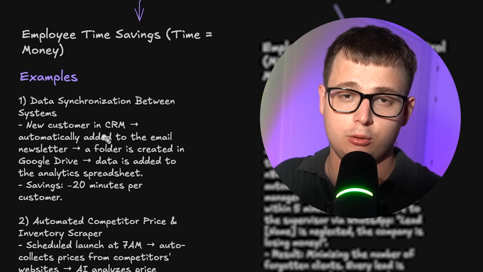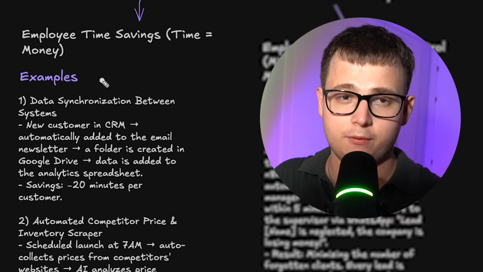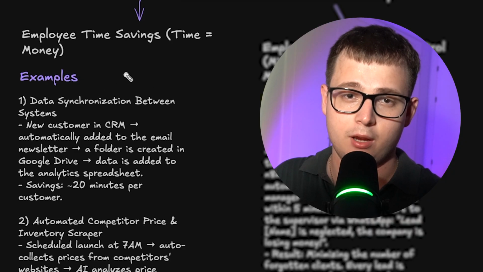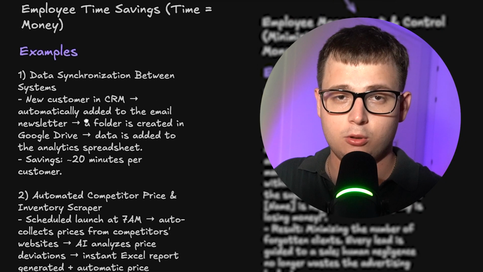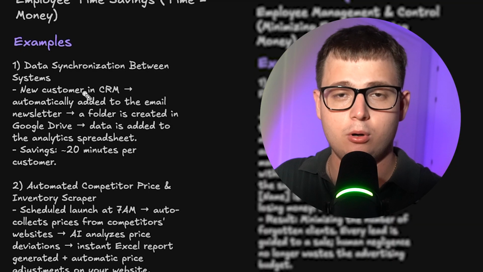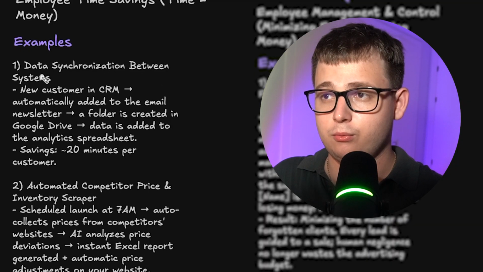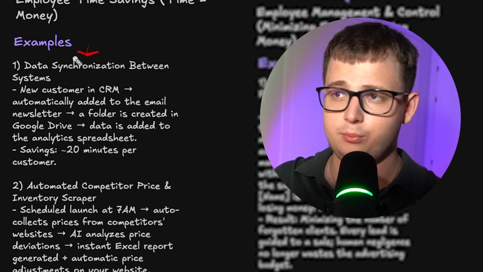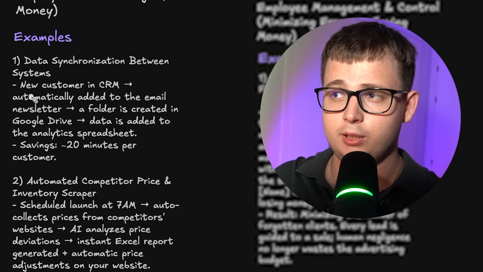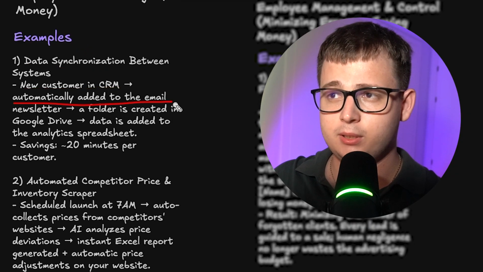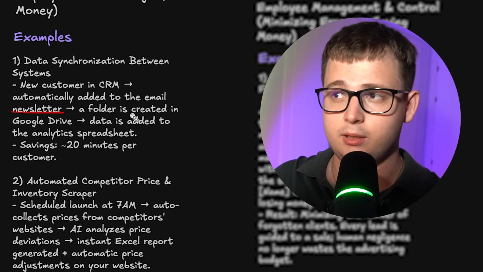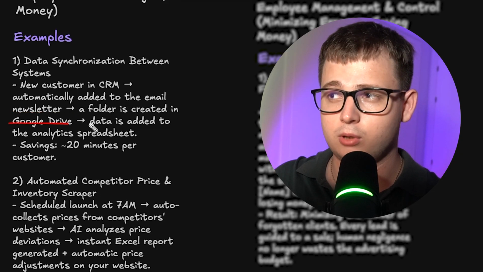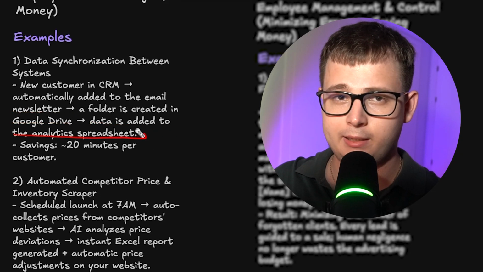If an employee spends a ton of time on routine tasks, they might not have time for other high-value tasks they could be doing for the company. After all, the more tasks an employee completes, the more value they bring to the company. So, what kind of examples fall into this category? First off is data synchronization between systems. For instance, when a new lead comes into the CRM, they are automatically added to the email newsletter. A dedicated folder is created in Google Drive, and their info is pushed to an analytics spreadsheet.